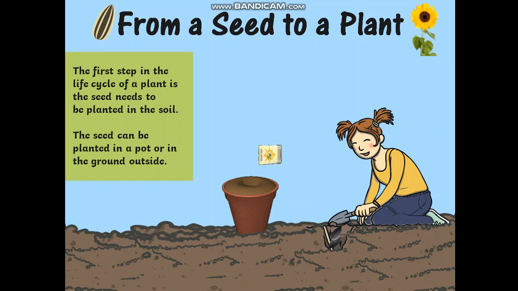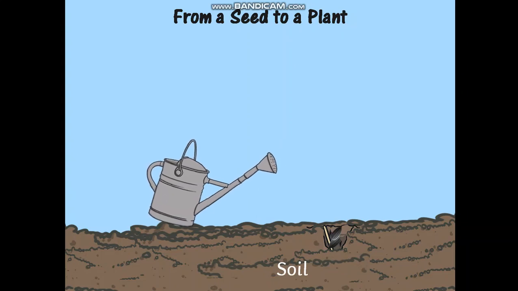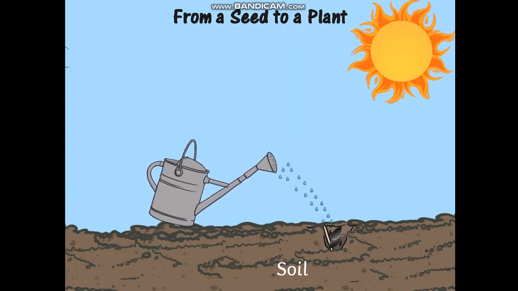The first step in the life cycle of a plant is the seed needs to be planted in the soil. The seed can be planted in a pot or in the ground outside. A plant needs soil, water, sunlight, and air.